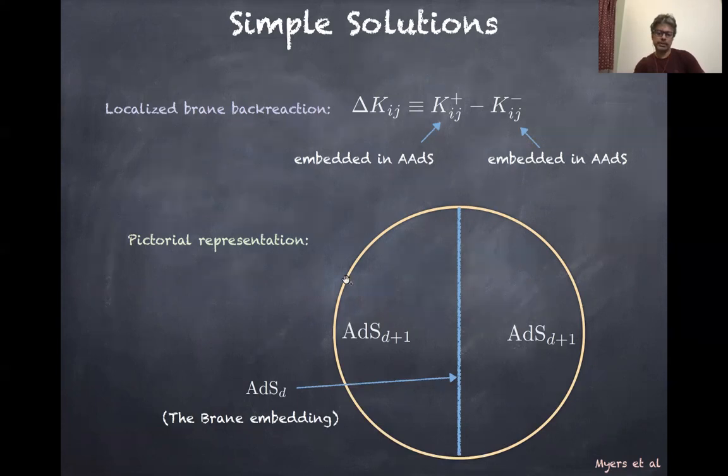Let's imagine that this yellow region, the bulk region that is covered by the yellow circle, is my D plus one dimensional AdS. So what is the configuration? The configuration is that I have this D plus one dimensional AdS, and then somewhere in the middle, I have this D dimensional AdS brane, which satisfies an equation of the kind that I just showed, where the change in the extrinsic curvature is basically the difference between the extrinsic curvature on this side and that side. So if I have two AdSs on two sides, let's say for example with two different radii of curvature, this delta K_ij will be non-vanishing.